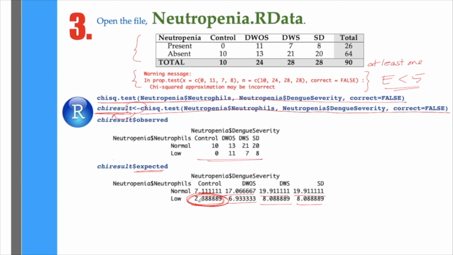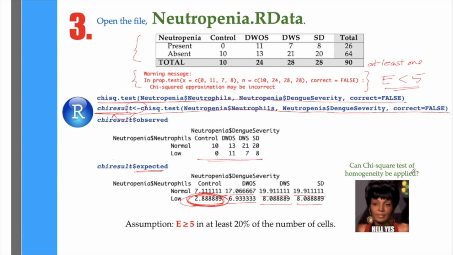And again, since as we can see here, we only have 1 out of 8, indicating that only 12.5% of the cells have expected count less than 5, then still, we may perform chi-square test of homogeneity. Now, if in case this assumption was violated, that would be the time that we have to use the exact test. And that will be discussed on the next lesson.